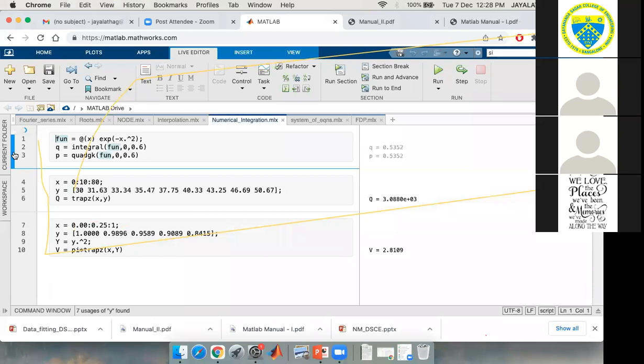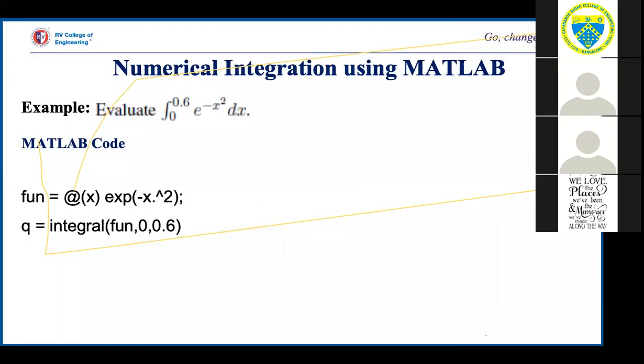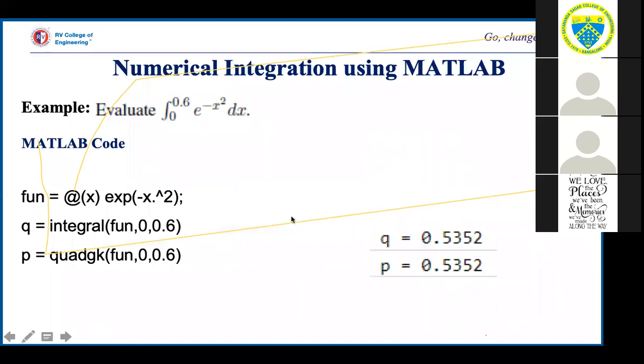So this is the code when I run. I have used both integral and quad GK. I'm getting the same answer here. So it is 0.5352. Value of this integral happens to be 0.5352. I have used both the functions here. So first you have to define the function as an anonymous function e power minus x square. You have to call that function as the argument to the function integral, or you can use quad GK as well.